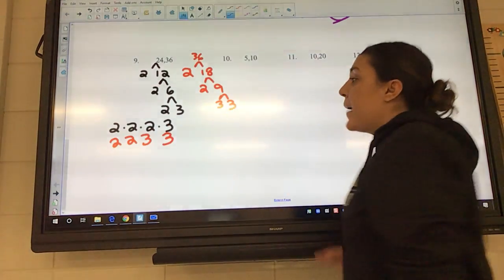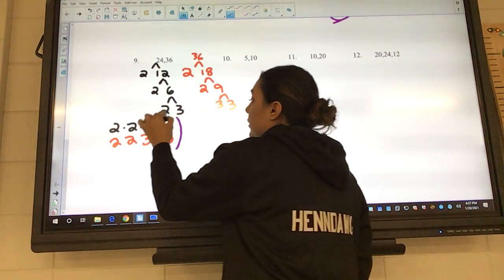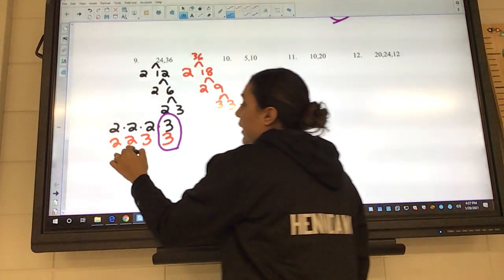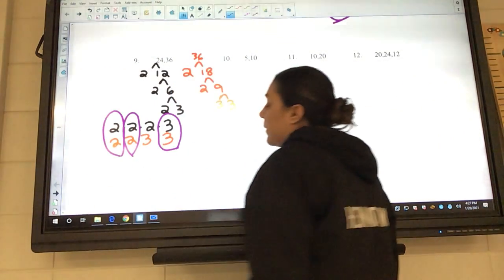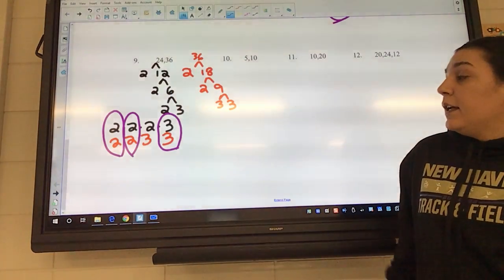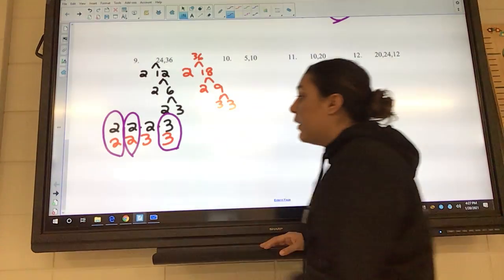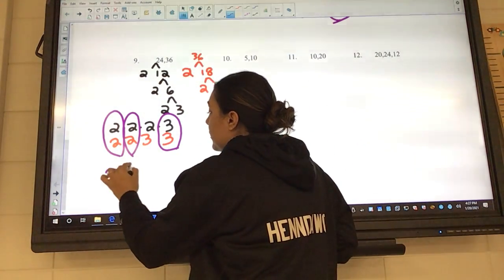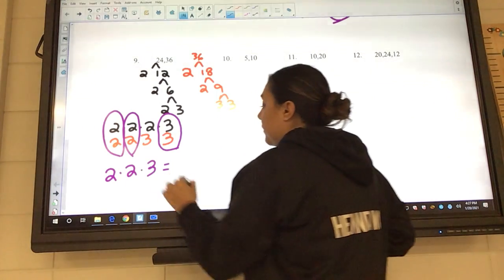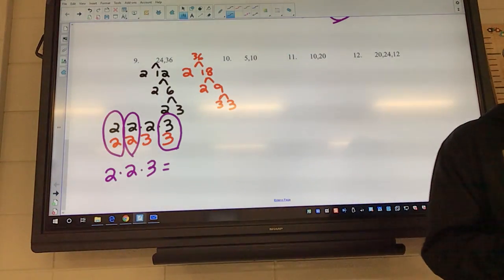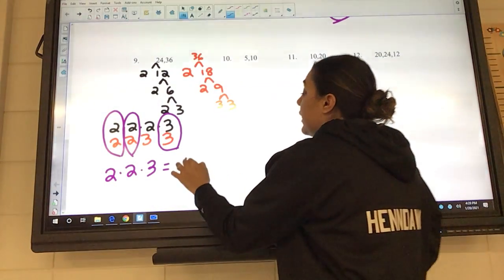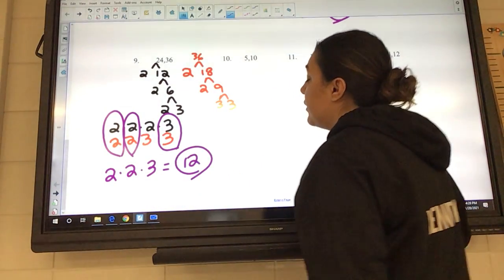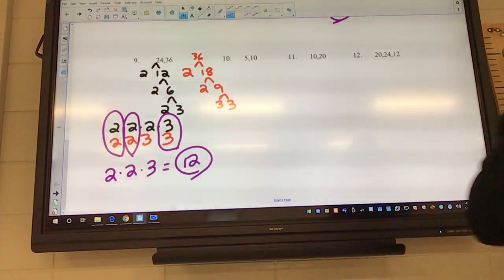And we can say, well, what matches? Well, I got a pair of matching 3's, and I got a pair of matching 2's. Oh, I got 2 pairs of matching 2's. Okay, and so we multiply all those together. So it's really going to be 2 times 2 times 3. And we see what we get. Okay, so 2 times 2 times 3 is going to be 12. Okay, so our greatest common factor between those two numbers is 12.